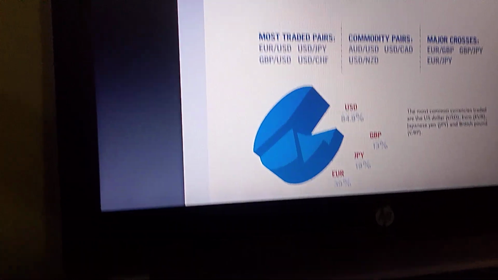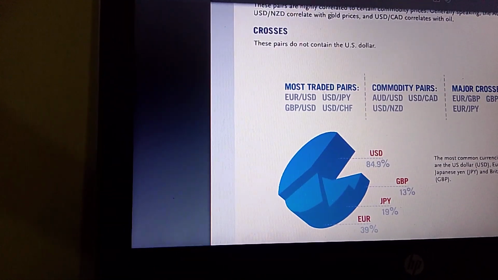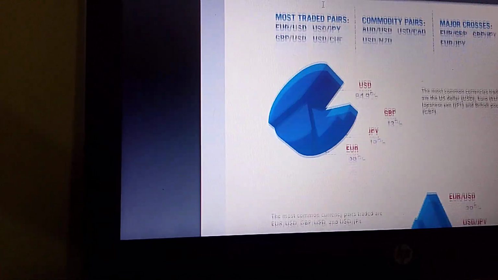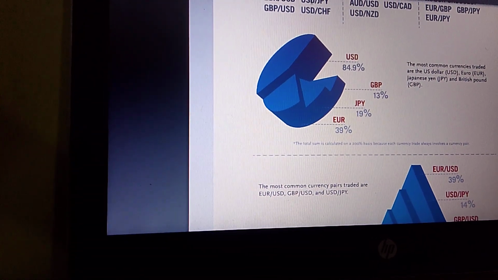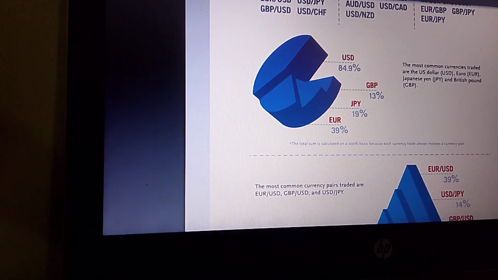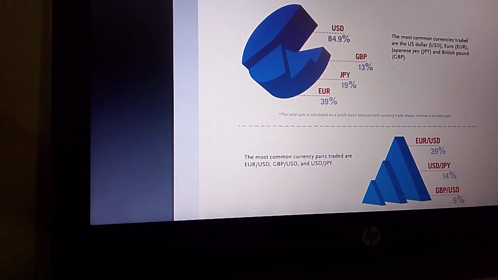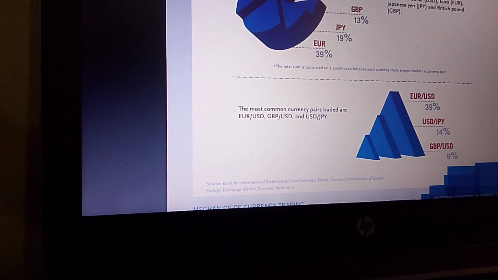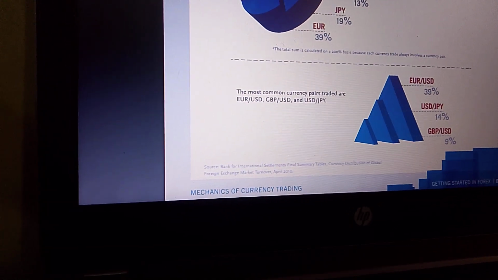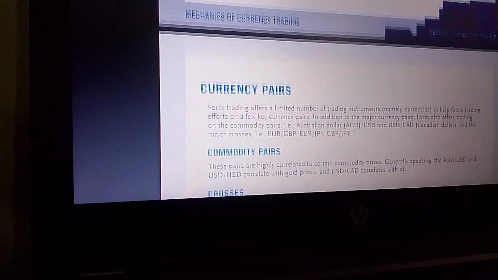These pairs do not contain US dollar. The most common currencies traded are the US dollar, Euro, Japanese yen, and British pound. Okay, GBP, USD, Euro, JPY are the most traded pairs.